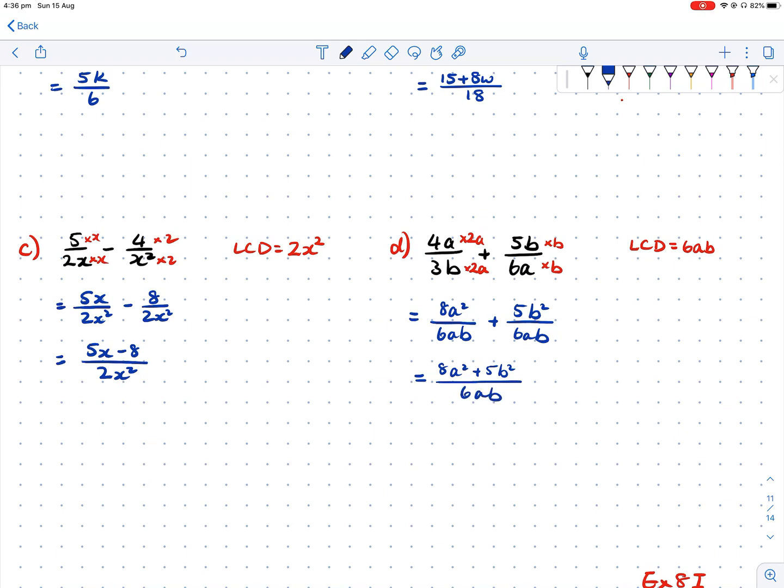There we go. So again, no more cancelling, and we can't factorize this because it's a plus, not a minus. And we can't just cancel a square with the a because of the plus as well.